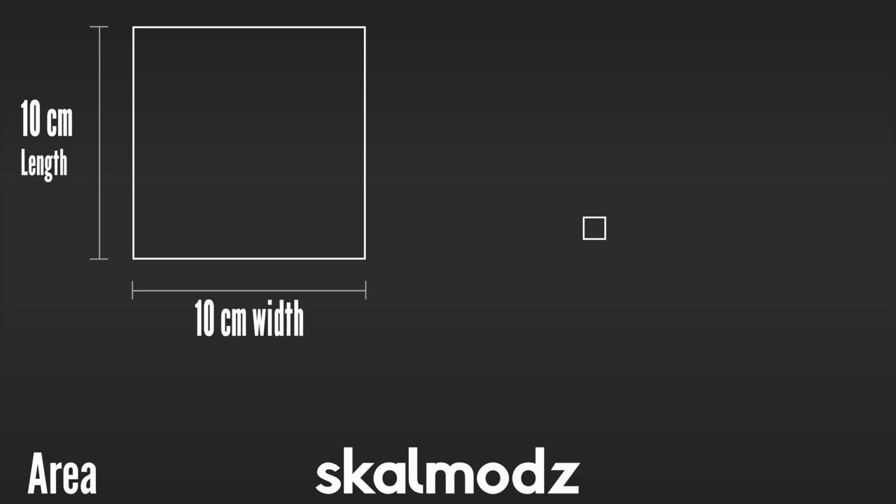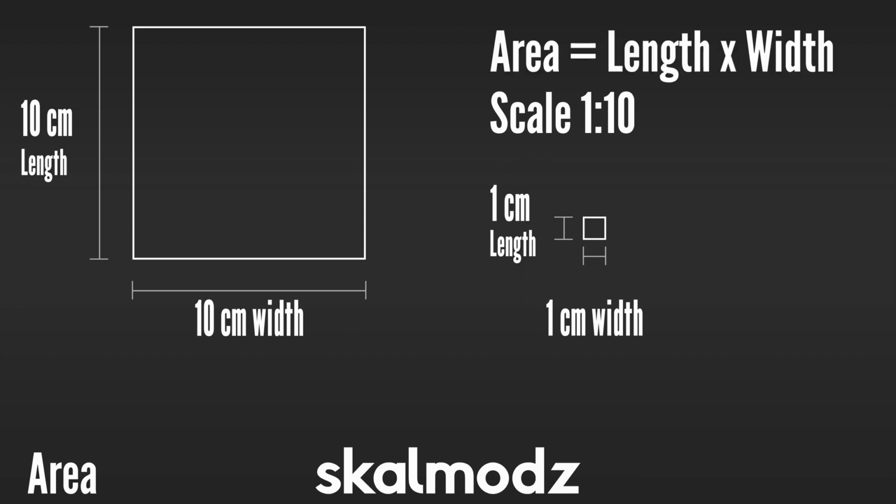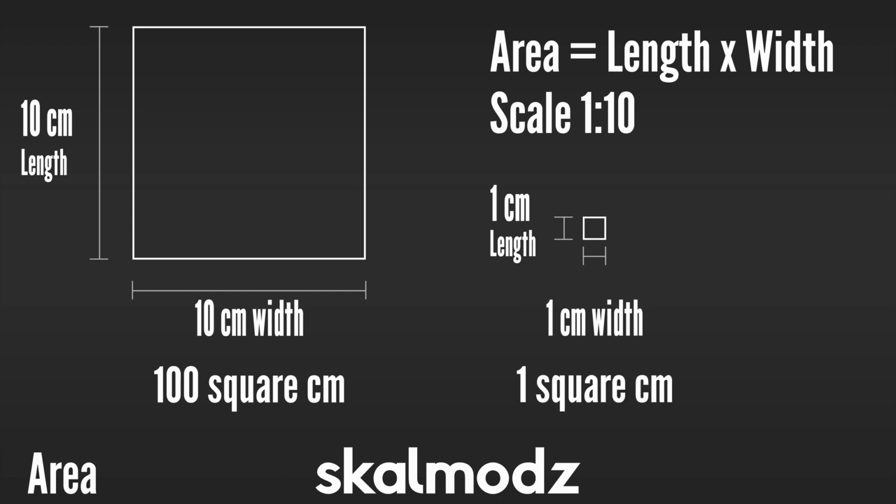We can see the large square has a length of 10 centimeters and a width of 10 centimeters. We can also see the smaller square has a length of 1 centimeter and a width of 1 centimeter. So at this point, even without calculating the area, we can see that this demonstrates a scale of 1 to 10. Now we're ready to calculate area. We can see the larger square has an area of 100 square centimeters. The smaller square has an area of 1 square centimeter.